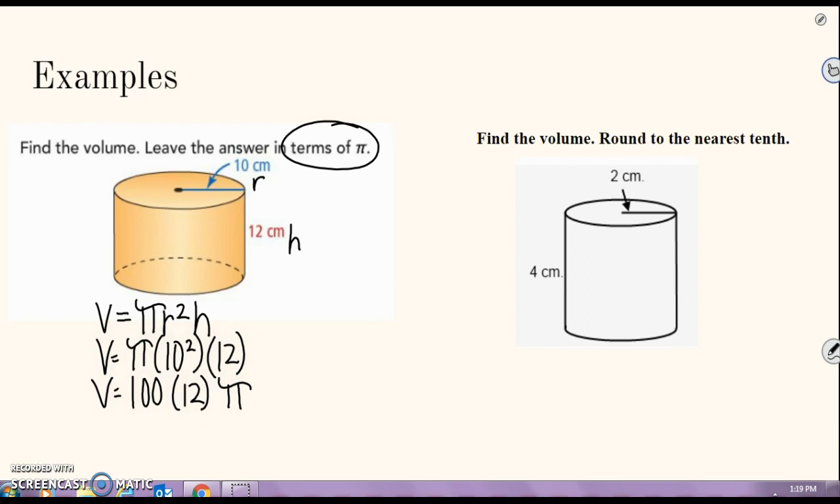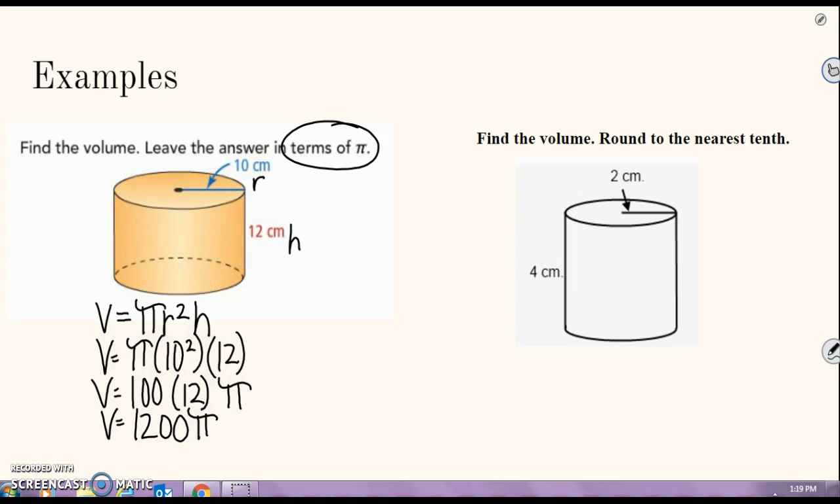When we multiply 100 times 12, we get 1200 pi. Remember, when it says to leave the answer in terms of pi, we do not have to multiply times 3.14. So the first one is 1200 pi.